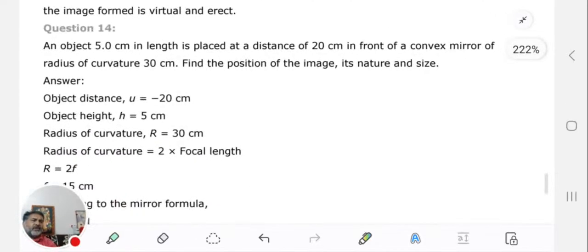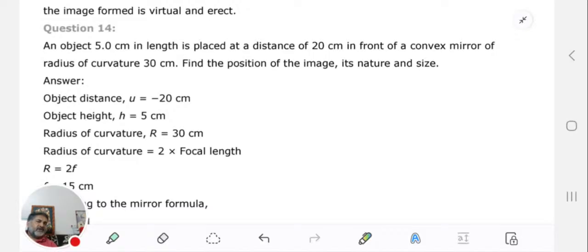Question number 14. An object 5 centimeter in length is placed at a distance 20 centimeter in front of a convex mirror of radius of curvature 30 centimeter. Find out the position of image, its nature and size. સો ઓબ્જેક્ટ ડિસ્ટન્સ is equal to -20, આ બાજુ છે ને.